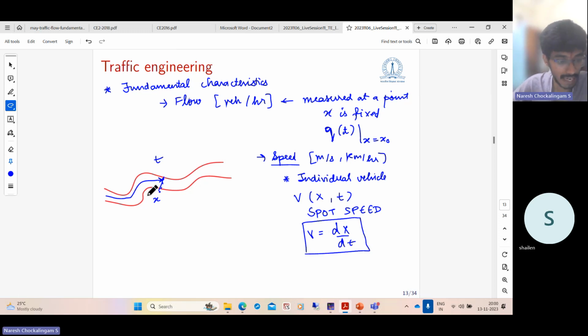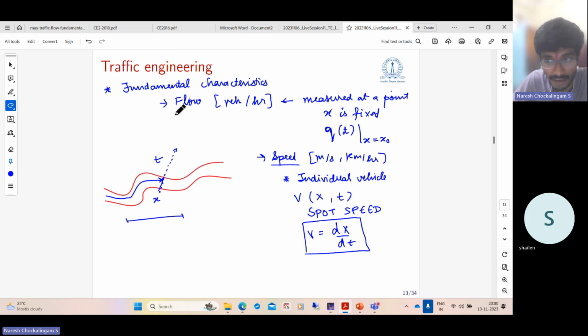You have other measures of speed called time mean speed and space mean speed. If you fix the point at which you are measuring the speed, you take the speeds of all vehicles passing through that point in a given interval of time and find their average. That is called time mean speed. Alternatively, you take a given stretch of the highway and take an aerial photograph of it. Whatever vehicles are present in that stretch, take an average of their spot speeds. That we call the space mean speed. We'll define it more rigorously.